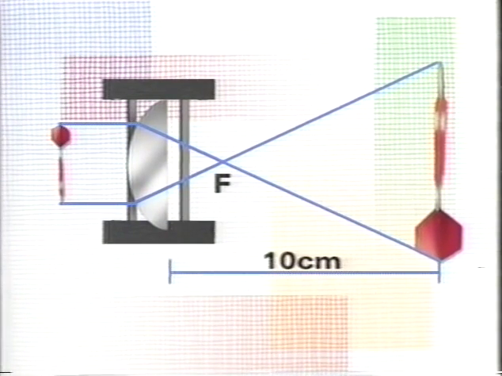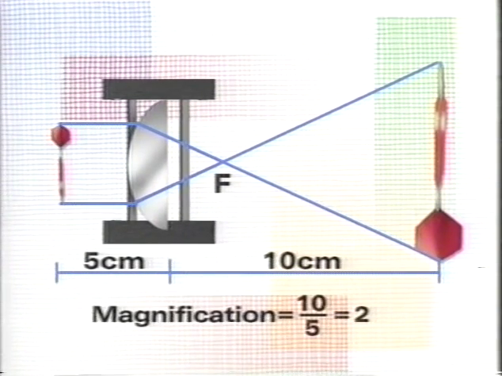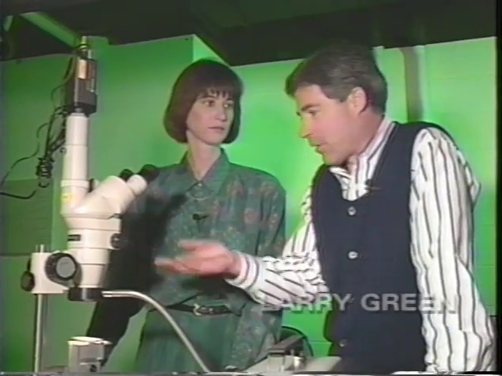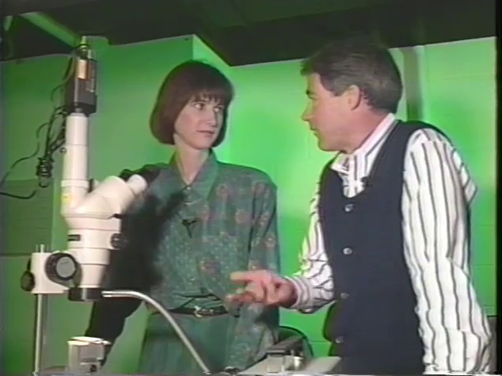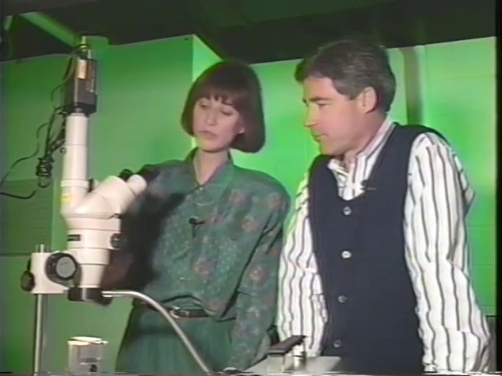The magnification is equal to the distance of the image from the lens divided by the distance of the object from the lens. In this case, 2. So microscopes and telescopes must have powerful convex lenses in them that magnify. Exactly. In fact, this microscope here uses 2 convex lenses to increase its magnification power.